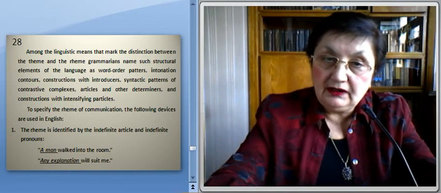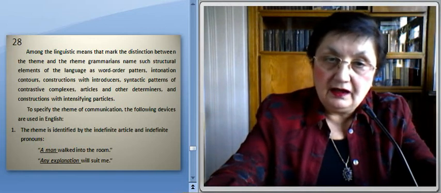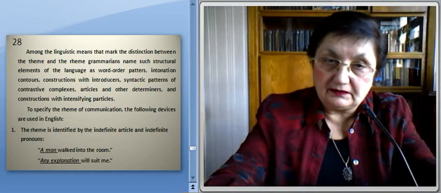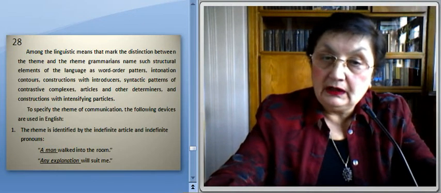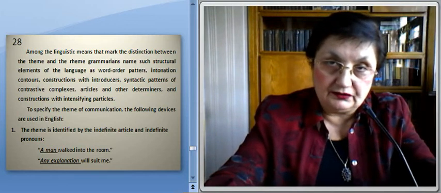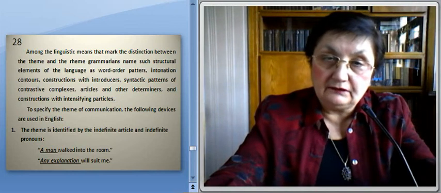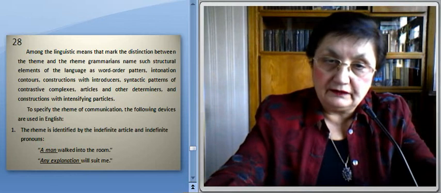The rhyme is identified by the indefinite article or indefinite pronouns. For instance, a man walked into the room. Any explanation will suit me. The constructions there is, there are, introduce the rhyme. For instance, there was a sound of footsteps in the entrance, or there are some books on the table.